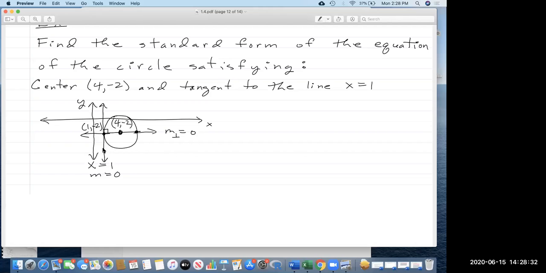Well, if this is the vertical line x equal 1, then the place where it touches the circle is at the point 1, negative 2. The distance from 4 to 1 is just 3. Therefore, the radius of my circle is 3. Okay? Is that clear how I got the radius? This distance here is 3.